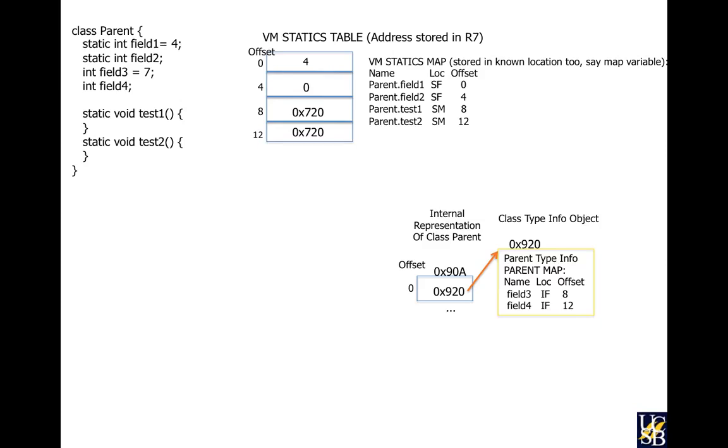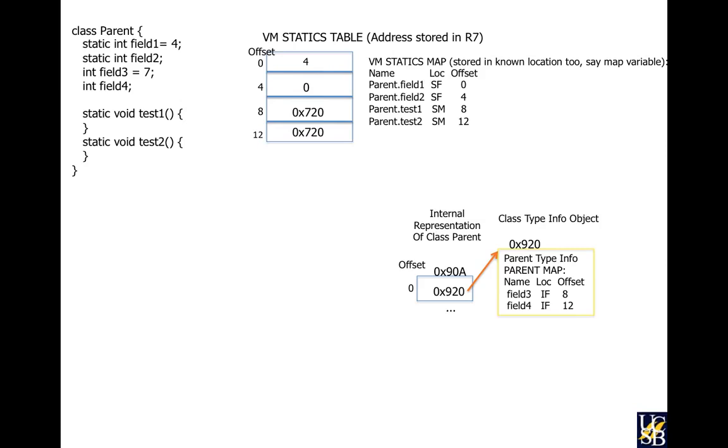We also store static methods in the statics table. Static methods are just addresses to code bodies. So we have 2 entries because we have 2 static methods, test1 and test2, in class Parent. SM stands for static method.